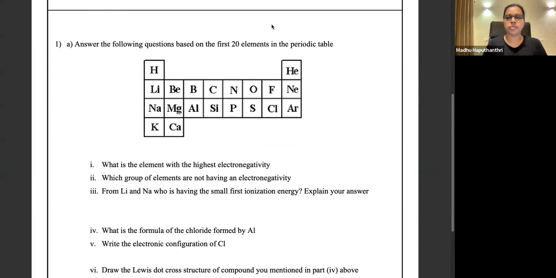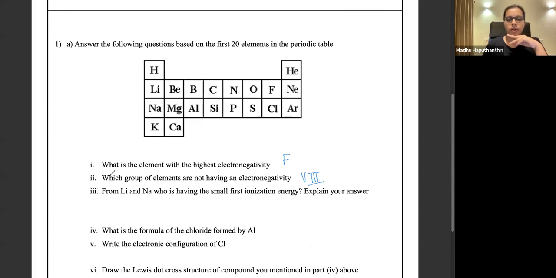Okay, fluorine. Fluorine is the topmost one in the electronegativity scale. Fluorine is the highest. Which group of elements are not having an electronegativity? Very good. That is group 8. Group 8.